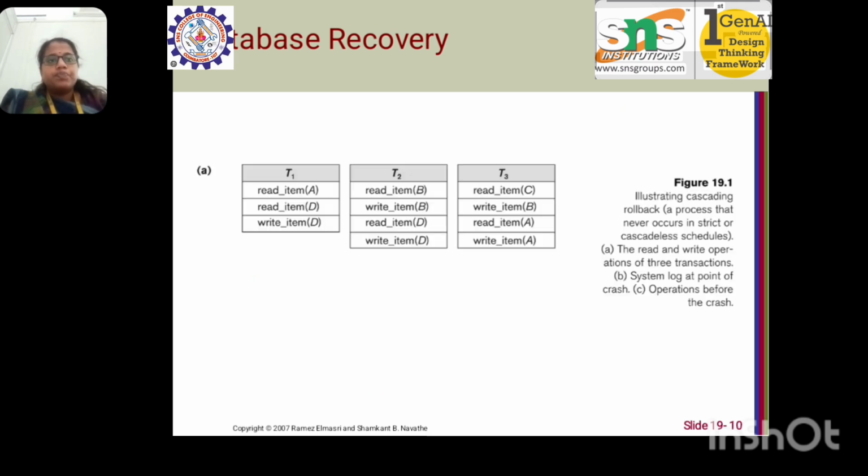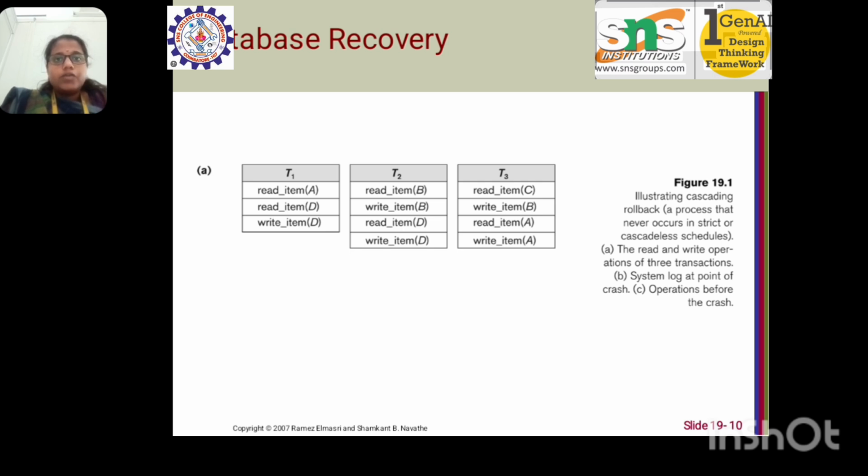Here are some examples. Consider three transactions, T1, T2, T3. In T1, item A is read, item D is read, and we write item D. Next T2 reads item B, writes item B, reads item D, and writes item D. Next one reads item C, writes item B, reads item A, and writes item A.